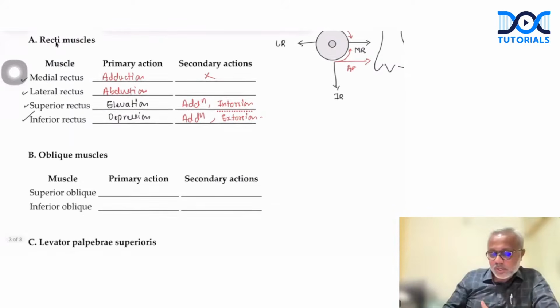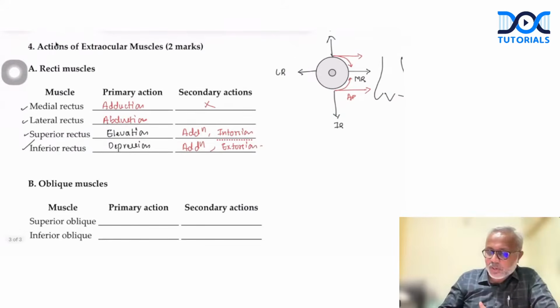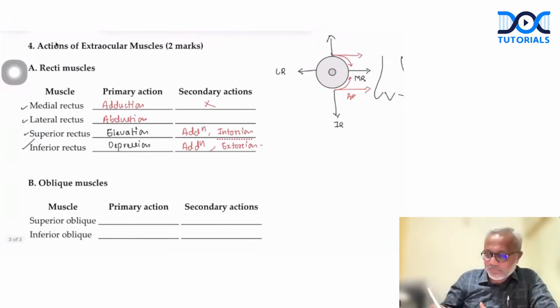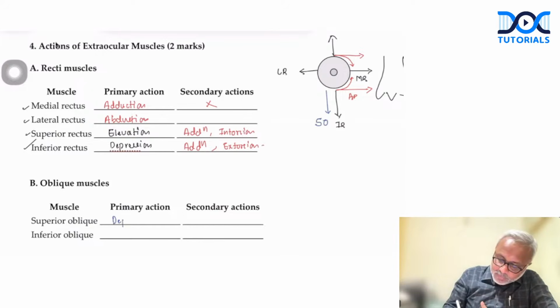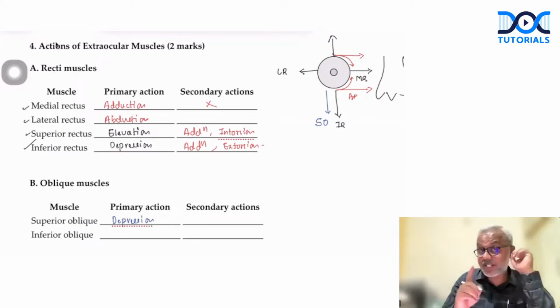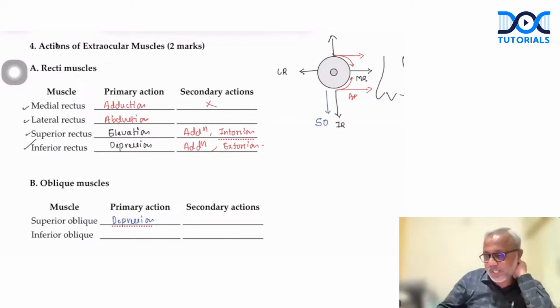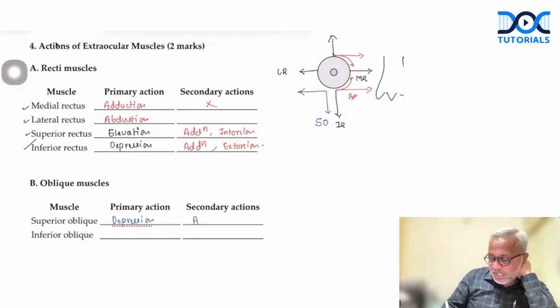Then, what about obliques? So let's talk about obliques. Obliques are very peculiar. The obliques have exactly the opposite action. For example, depression of the eyeball is brought about by the superior oblique. Okay, superior oblique. So what is the action of superior oblique? It brings about depression. Are we clear? This is why I said they have opposite actions of recti. Then it can bring about, what is this movement? This movement is abduction.